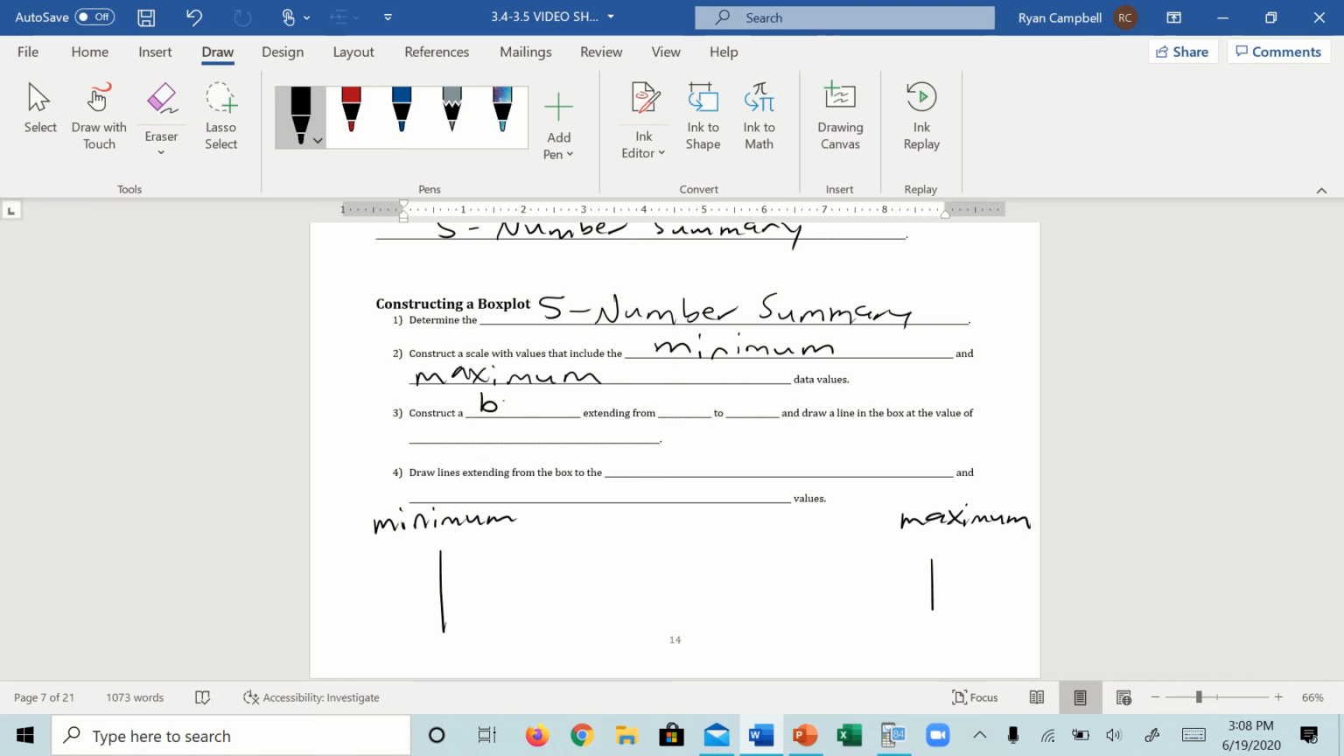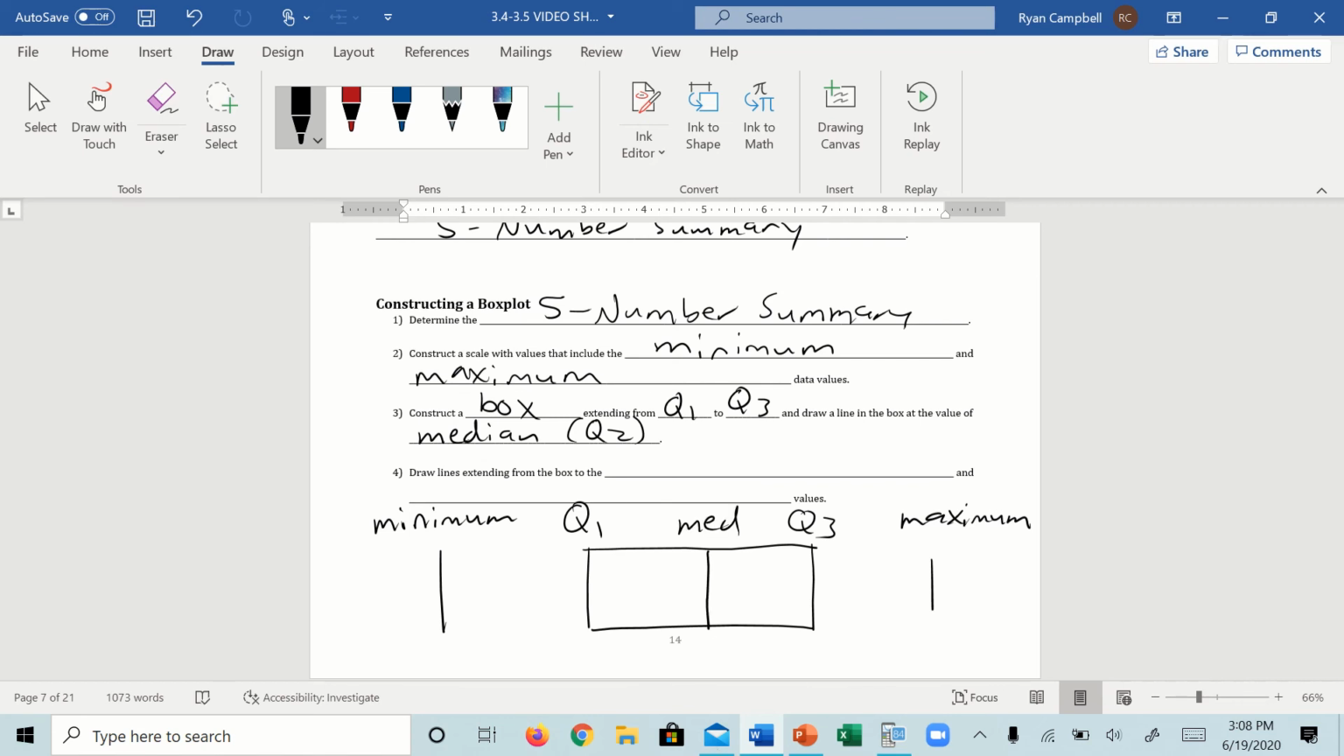Then you want to construct a box extending from the first quartile to the third quartile. So wherever it is, first quartile, third quartile, we're going to make a box around it. Then we're going to draw a line at the median, also known as Q2, right? So wherever the median is, we're going to draw a line down. But the only thing you need to do now is make lines extending from the box to the minimum value and the maximum value.